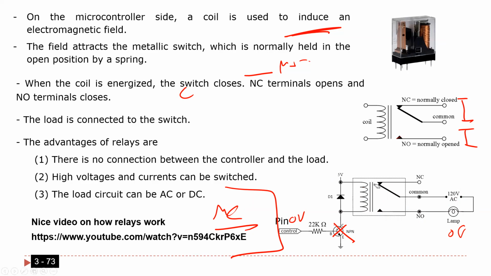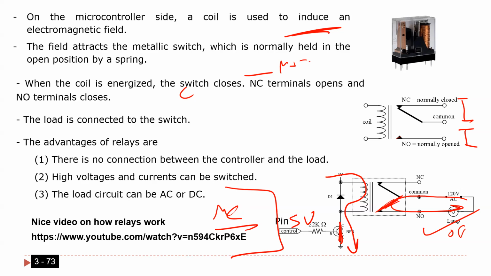Because you didn't close the circuit, the lamp is off. If I want to turn the lamp on, the microcontroller has to output 5 volts here. When you output 5 volts here, you turn on the transistor, and the current flows this way. Now the coil is energized, and the switch comes here to close the circuit this way and turn the light on.